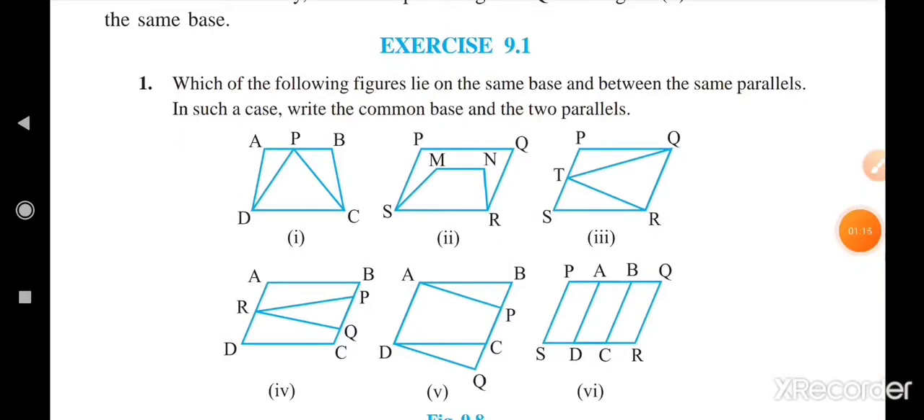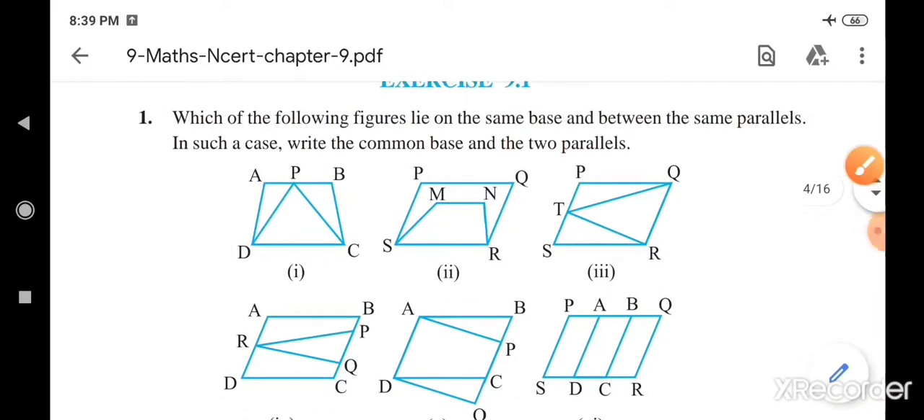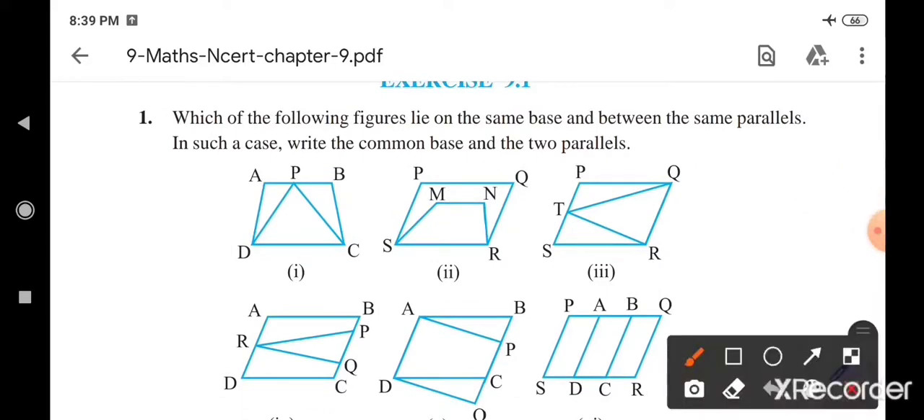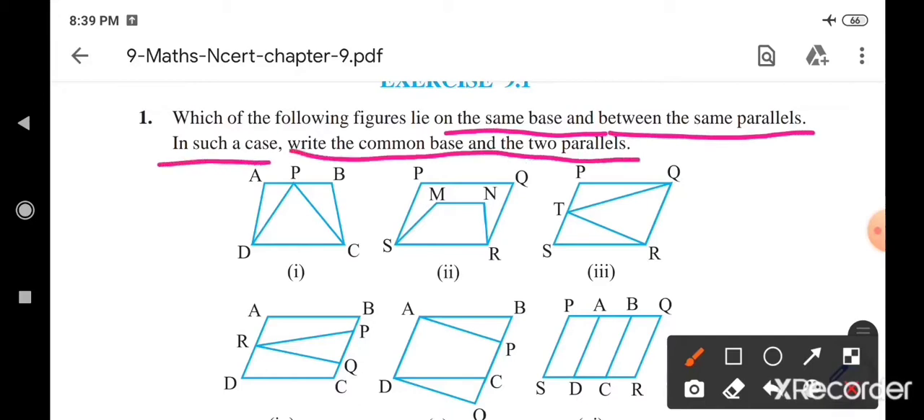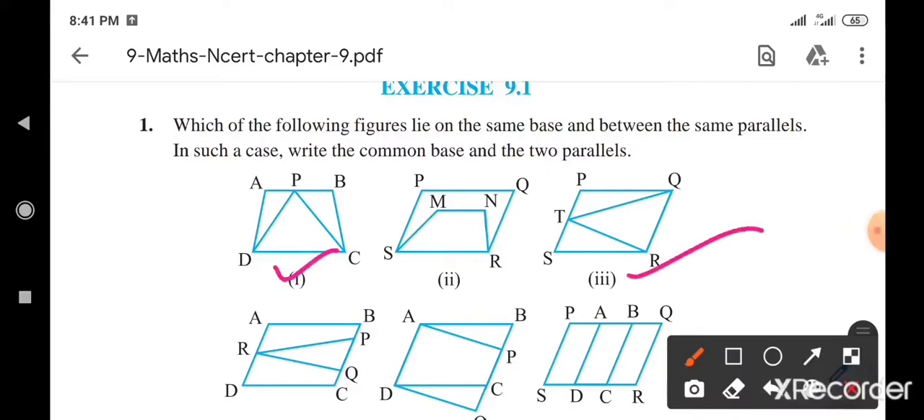Now I am going to read the first question. Which of the following figures lie on the same base and between the same parallel lines? In such a case, write the common base and the two parallel lines. So you can see that the first, third, and the fifth figures lie between the same parallel lines and have the same base.